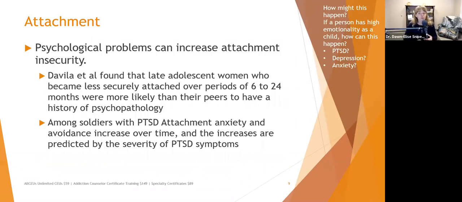Another study found that among soldiers with PTSD, attachment anxiety and avoidance increase over time, and the increases are predicted by the severity of PTSD symptoms. Well, think about all the symptoms of PTSD: avoidance, emotional numbing, distancing, flashbacks, hypervigilance. It can be exhausting to be around others, and they may fear bad things happening to those who love them. They may feel ineffective in relationships because they're having difficulty managing their own feelings. There's a lot of reasons why you can see how somebody with PTSD that's uncontrolled may start to see a deterioration in the quality of their relationships. So these are things that we're going to talk about in just a second on what we can do.